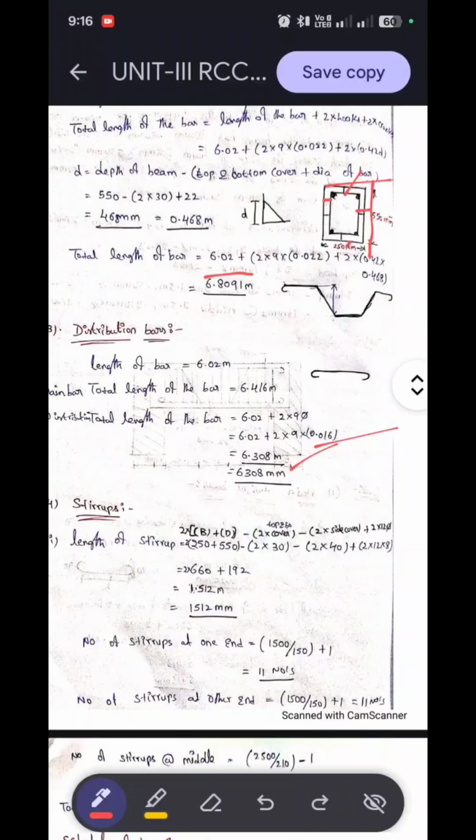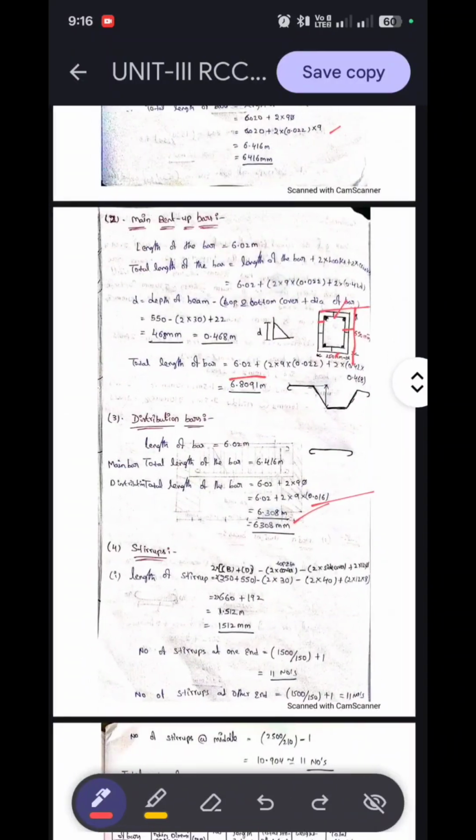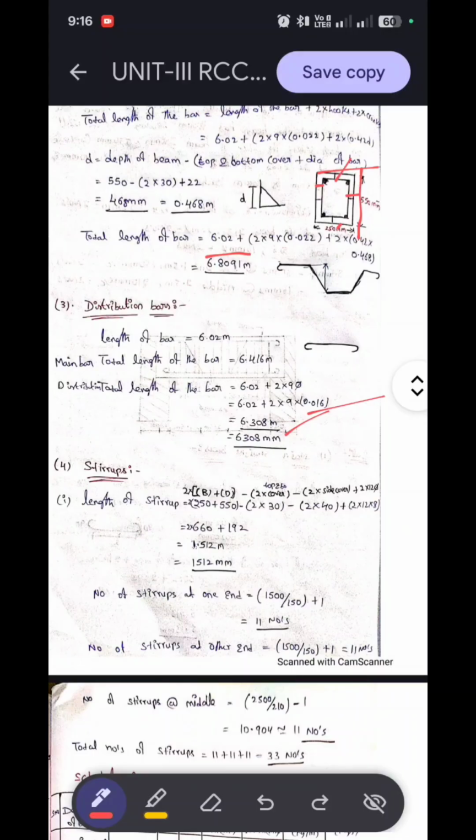All values are in mm, so entering the mm value, 2 into 12 into 8. Now the value is 1512 mm, converted into meters, 1.512 meters.